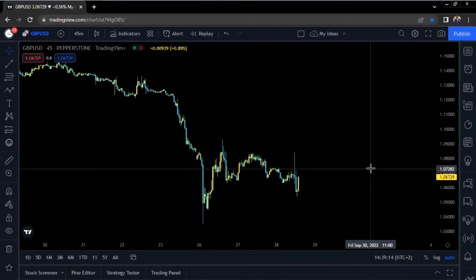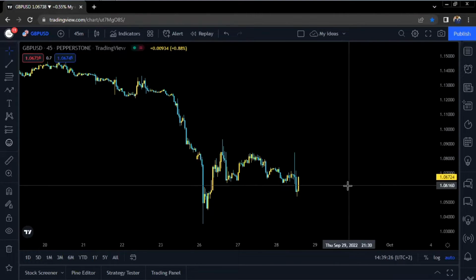Today we're looking at GBPUSD. So I've got a 45-minute chart in front of me, and I've got a long position on GBPUSD. I went long at the price of 1.06300, and price is currently trading at 1.06743. So I'm up about 33 pips at the moment, right?